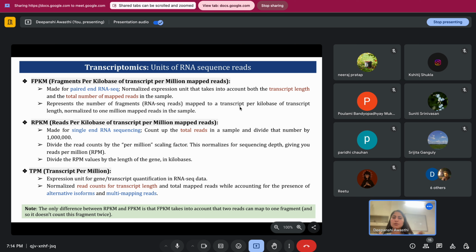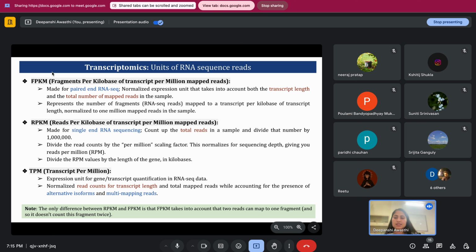It will tell how many fragments, for example, if you are considering this much of the transcript length, are mapping to this particular length. And the more fragments are mapping, the more confident you will be in establishing that particular fragment, in sequencing that particular region.